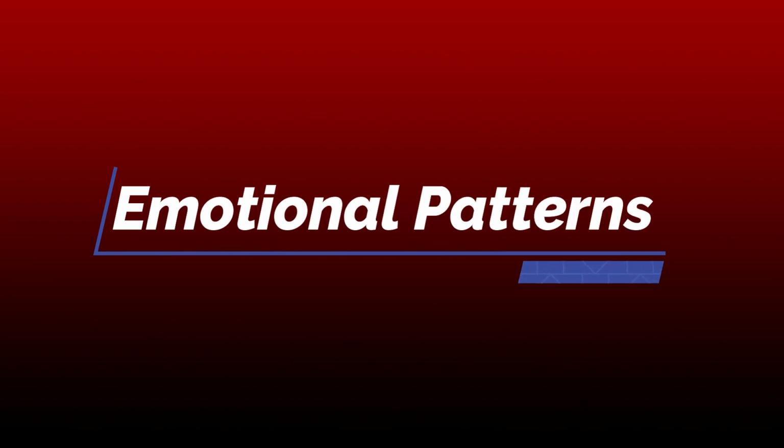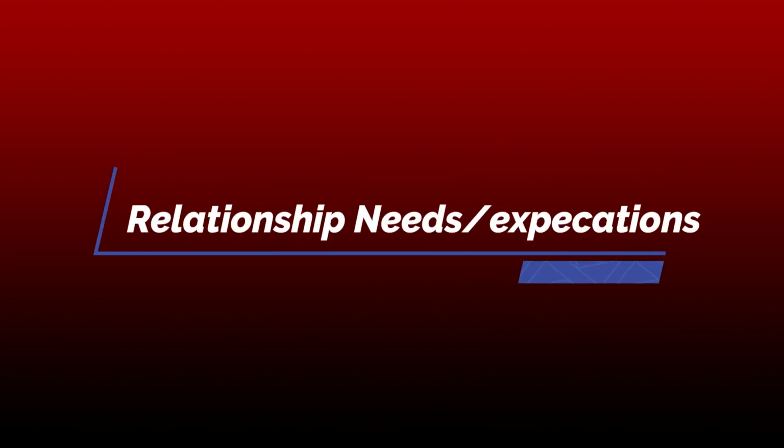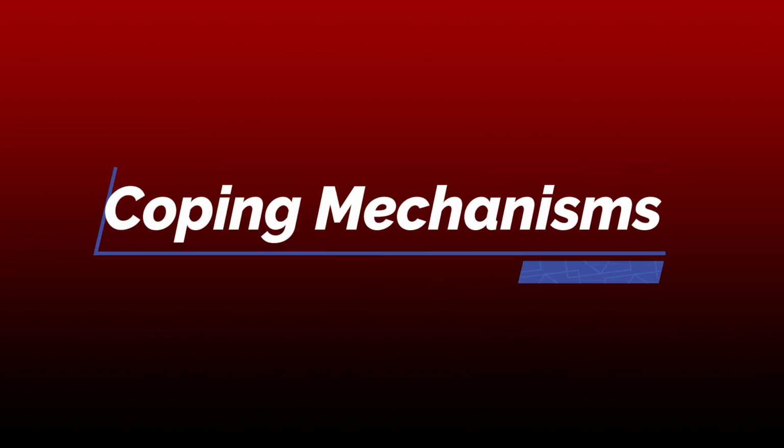She noticed that each attachment style had different core wounds. They all had different emotional patterns. They had different ways of dealing with boundaries. They had different ways of communicating with people. They had different relationship needs and expectations. And they had different coping mechanisms. Each attachment style has its own way of dealing with these 6 components.